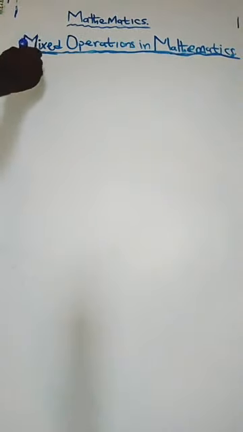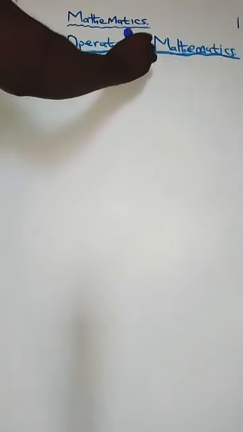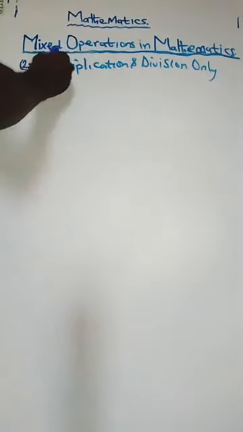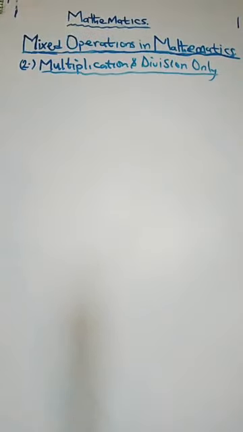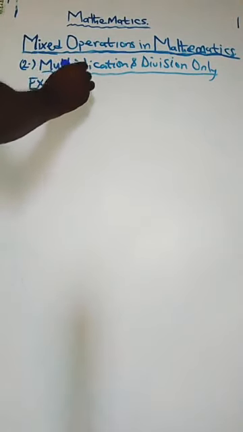Let's look at another rule. Multiplication and division only. If you have only multiplication and division in the question, you also solve from left to right. Why? It's because in that question, multiplication and division have the same strength. So the ideal thing is to solve from left to right. Let's look at some examples to understand what we are saying better.